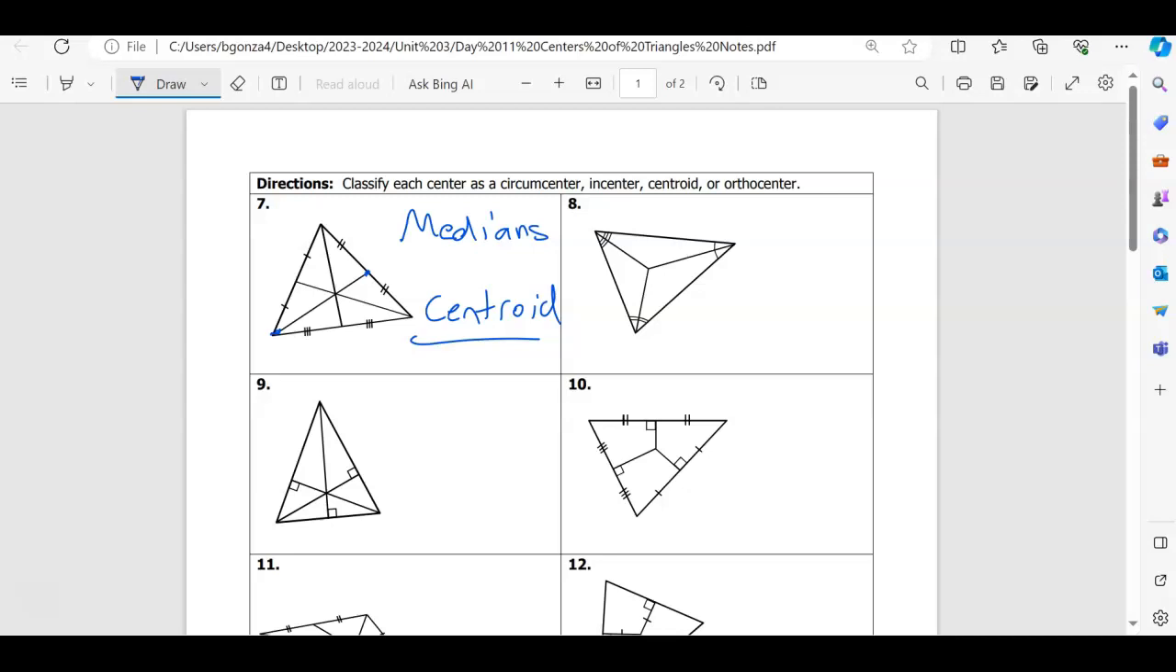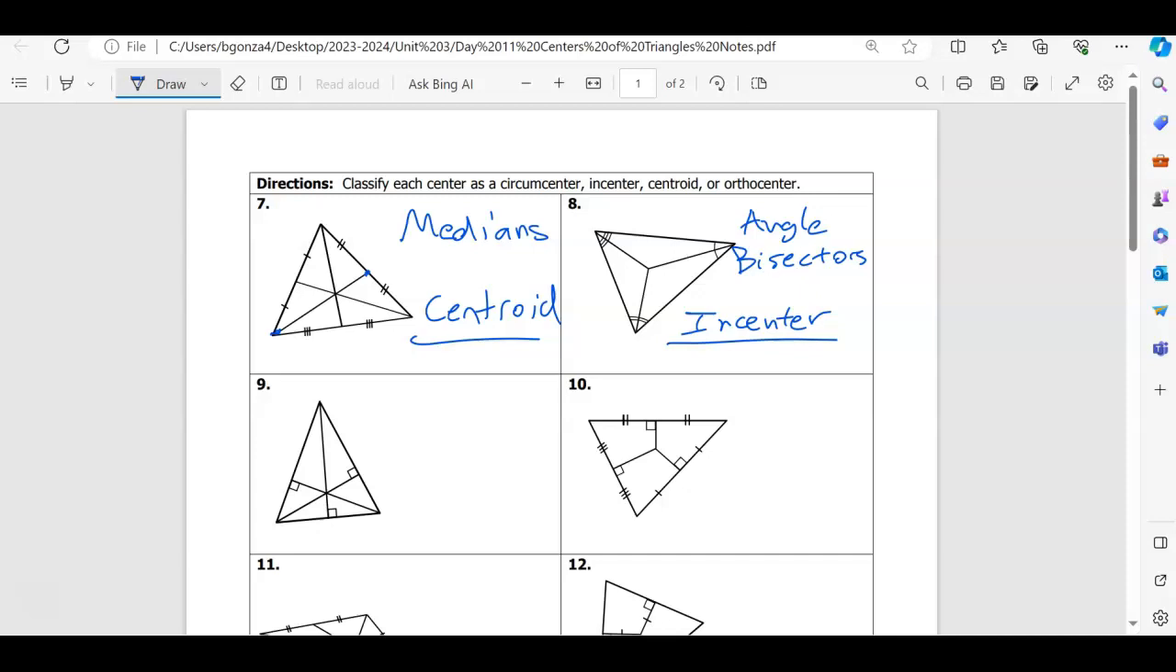Okay, number 8. The only thing I have labeled on here are these arms. And it looks like they're cut in half. They're equal. So when you cut an angle in half, it's called an angle bisector, right? So on number 8, these are all angle bisectors. What do angle bisectors make? So I look at my notes. That's my second column at the top. That's called an incenter. So far, so good.